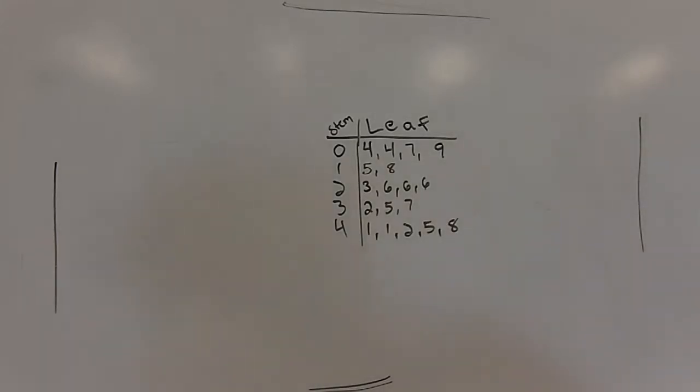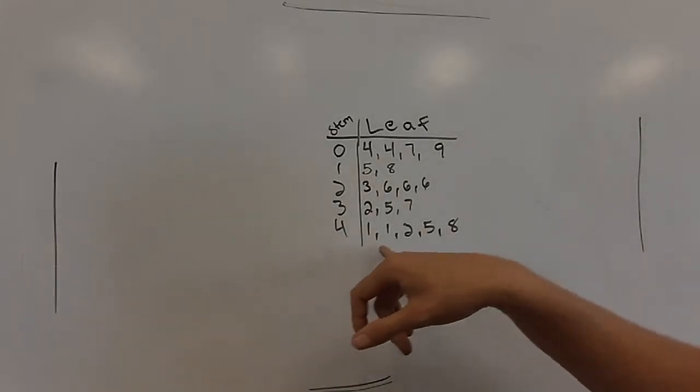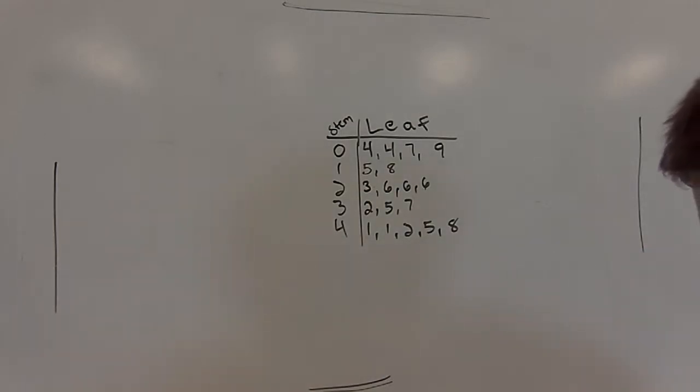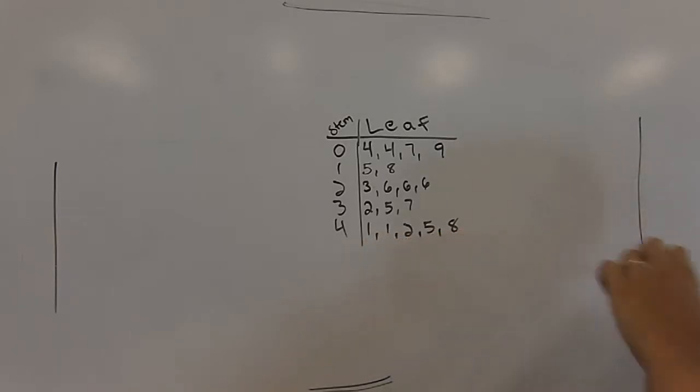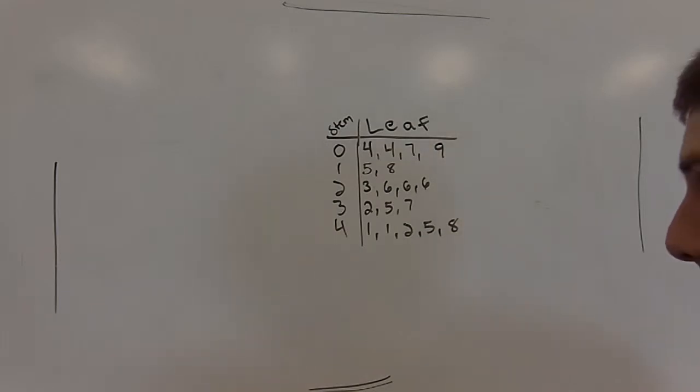Basically, it eliminates the need to write the number in the tens place multiple times. So you don't have to write the 4 in 41, 41, 42, 45, and 48. Just write the 4 once. So it saves you a little bit of effort.